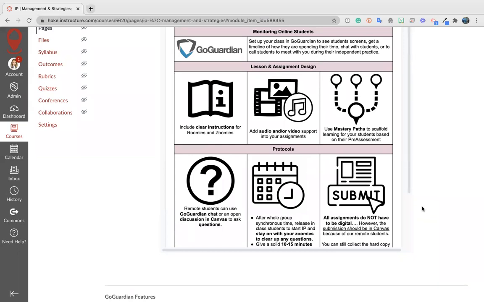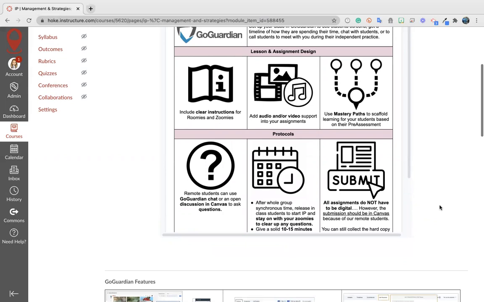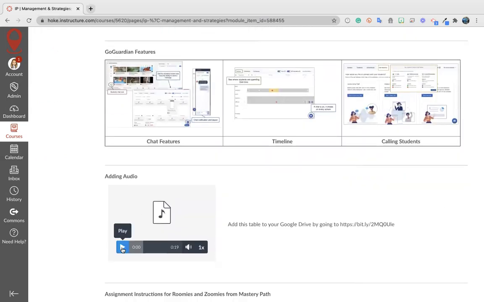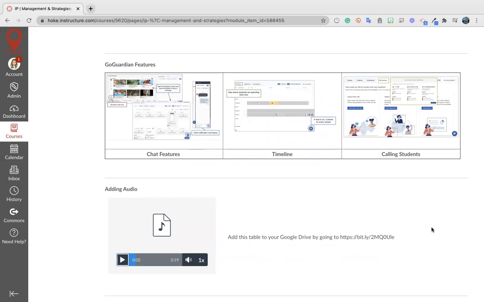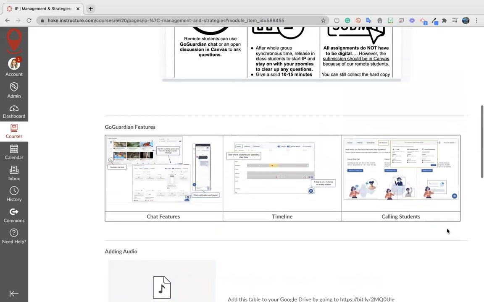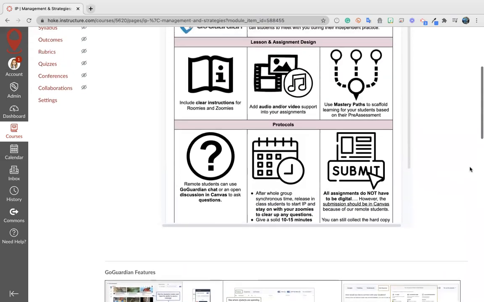And then also add audio or video support. So whether it's you working out a problem or a YouTube video of someone else showing a strategy, you can record audio, right? If you are just adding instructions and you know that maybe you have some kids who struggle reading, add in some audio of you reading the instructions to them if that's the support that your students need.